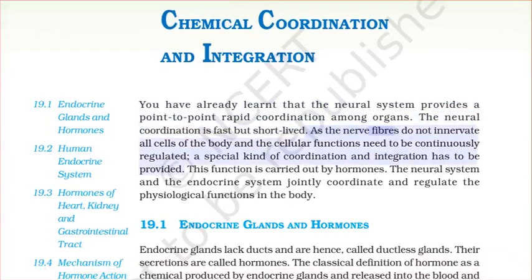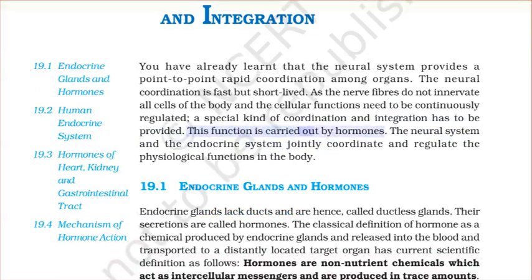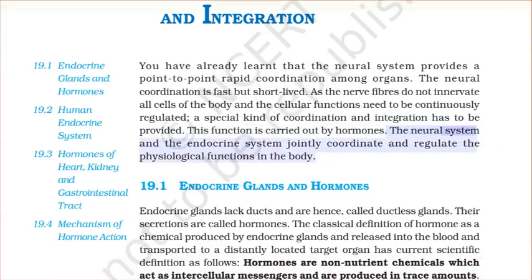As the nerve fibers do not innervate all cells of the body and the cellular functions need to be continuously regulated, a special kind of coordination and integration has to be provided. This function is carried out by hormones. The neural system and the endocrine system jointly coordinate and regulate the physiological functions in the body.